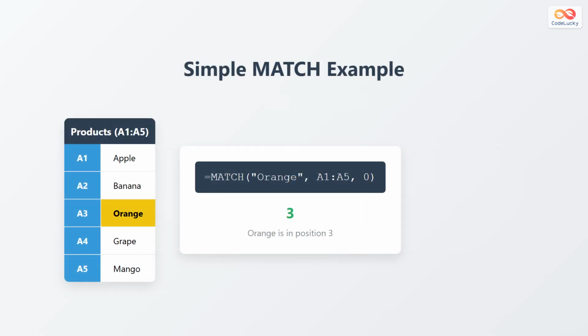Let's look at a simple example. Here in the Excel table, the range A1 to A5 contains a list of products: apple, banana, orange, grape, and mango. If we use the formula equals match, open parenthesis, quotation mark orange, quotation mark, comma, A1 colon A5, comma, 0, close parenthesis, the match function will search for orange in the range A1 to A5 and return the position of orange, which is 3 because orange is in the third position in that range.